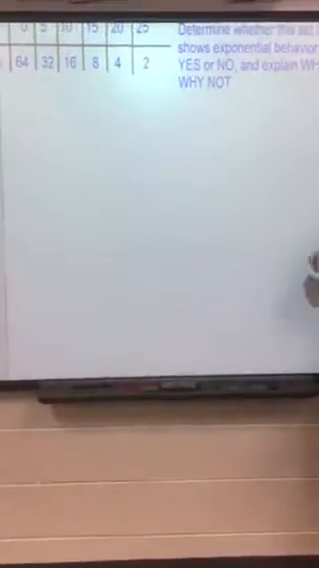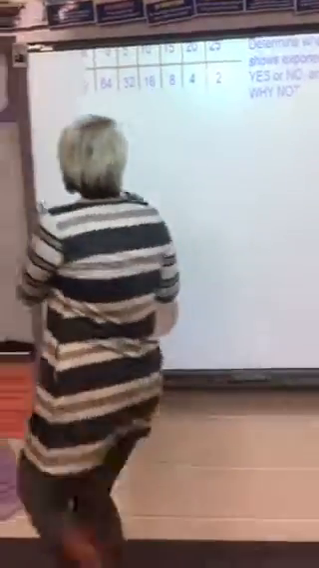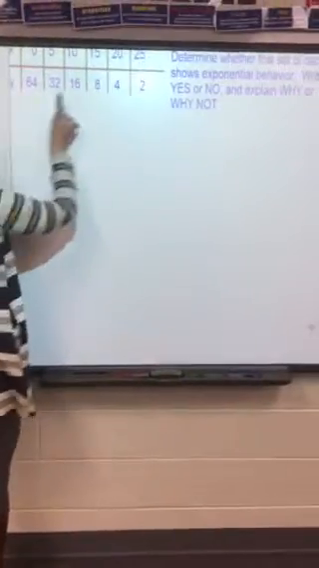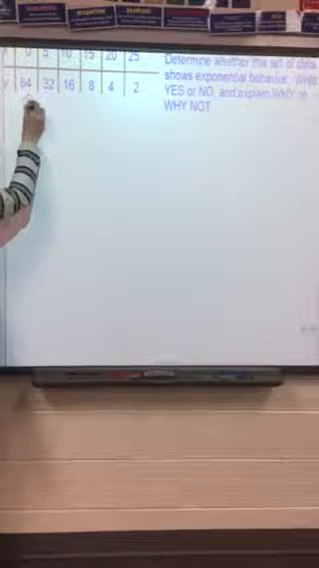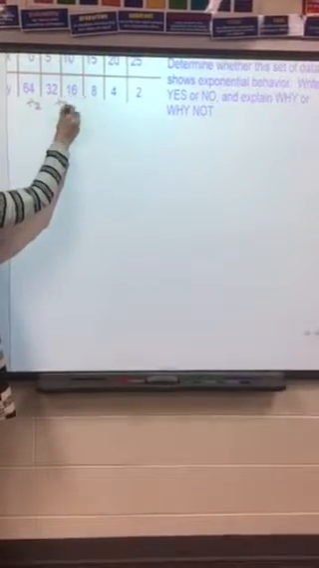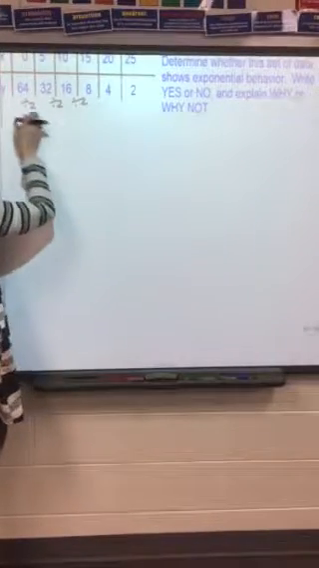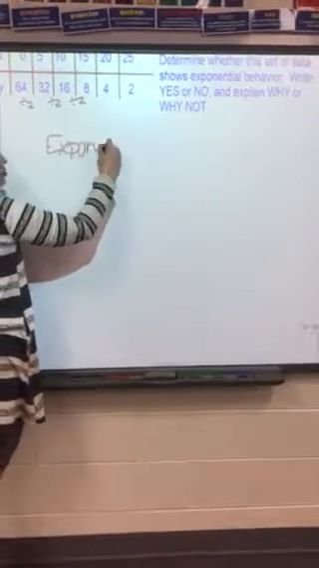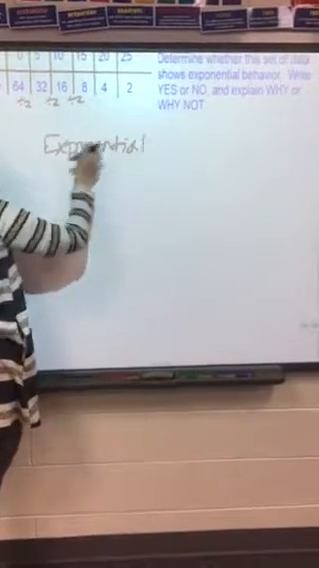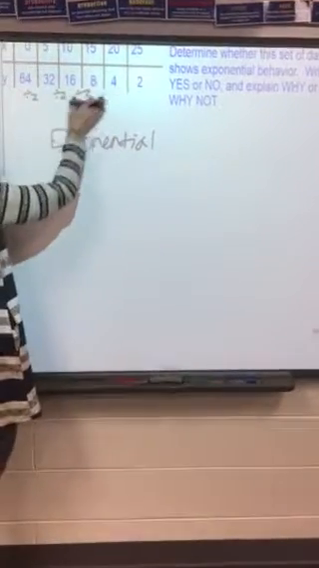So let's try one more example, then you can try one in your notes. As this x is increasing, what is going on here? Well, 64 divide by 2, 32 divide by 2, 16 divide by 2. This is common division. So we would say that this is exponential, and the reason it says exponential is because we have a common factor.